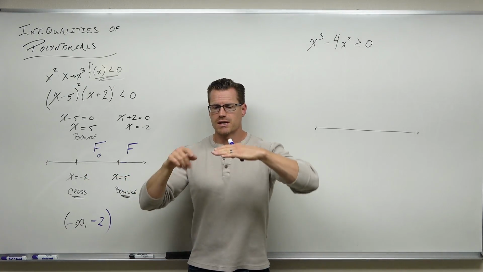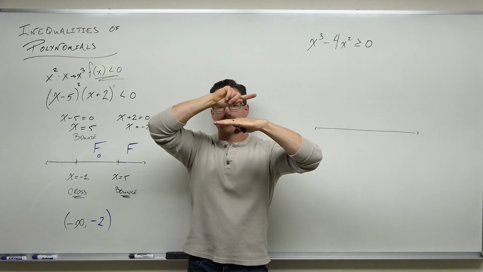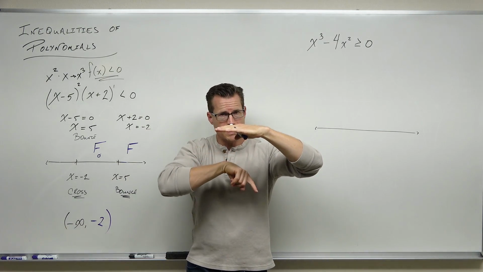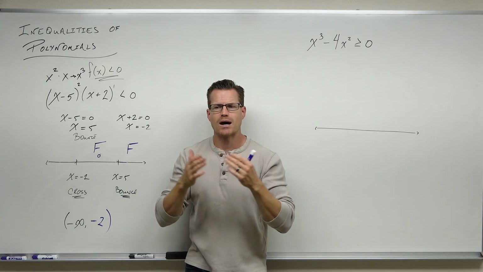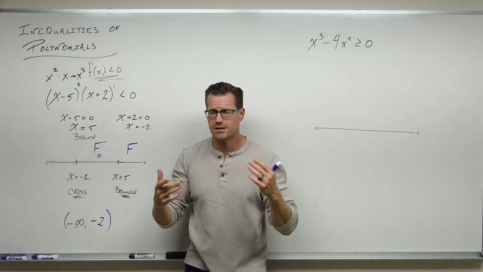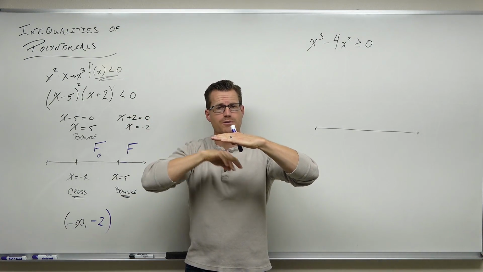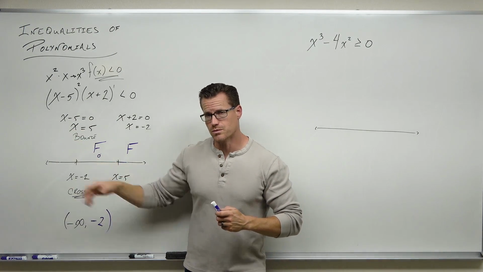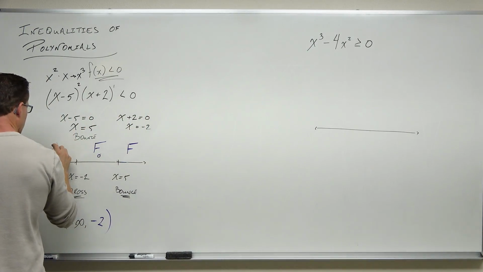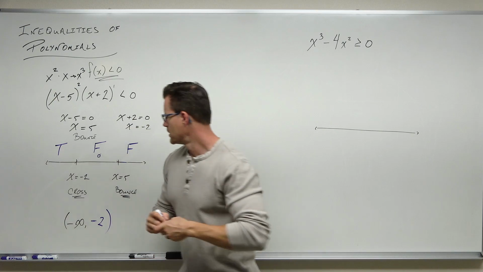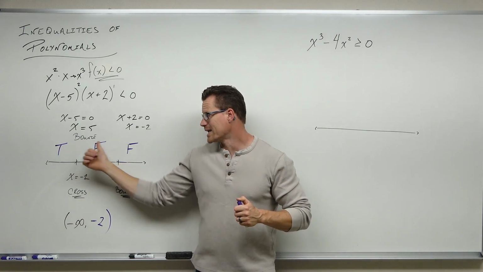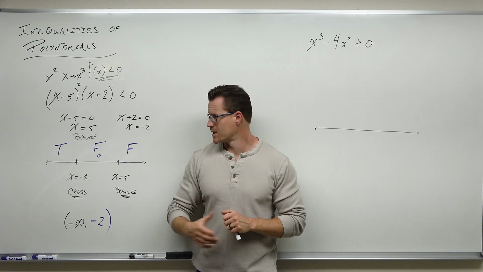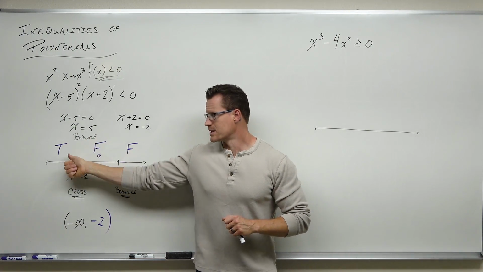So if crosses change sign, then one of your intervals would be true and the other false. One would be positive, one would be negative. That's how crosses work for our x-intercepts: we change from a positive to a negative or a negative to a positive. So if this is false, then this will be true. Your truth should change on opposite sides of a crossing x-intercept. Same for bounces, different for crosses.